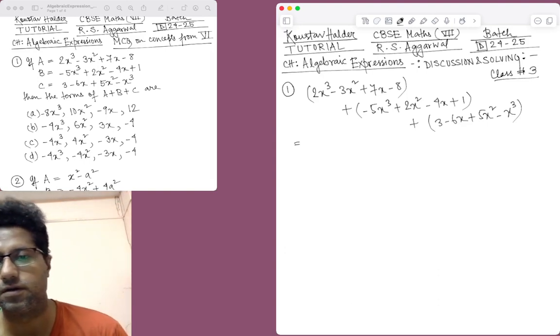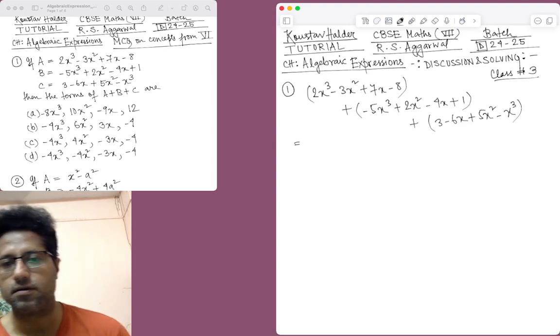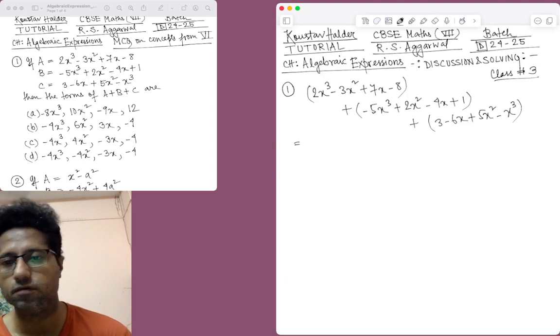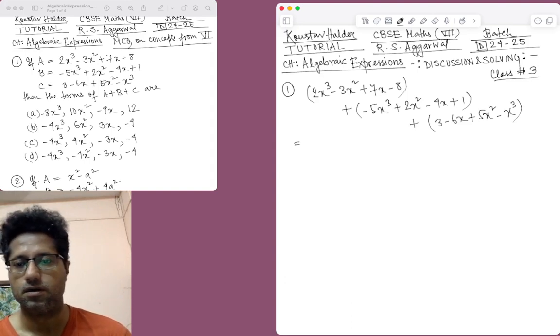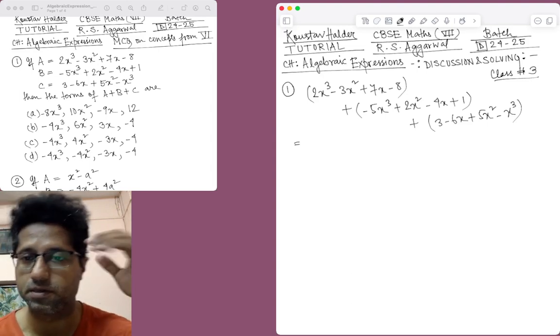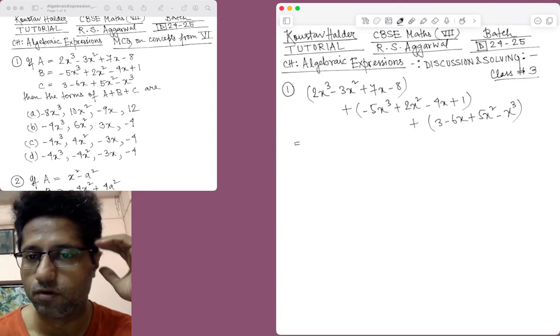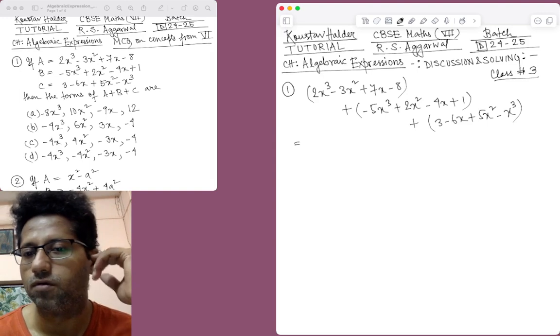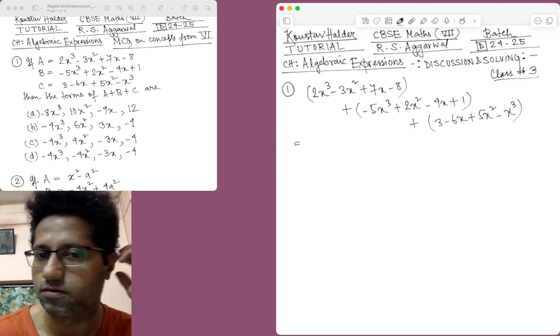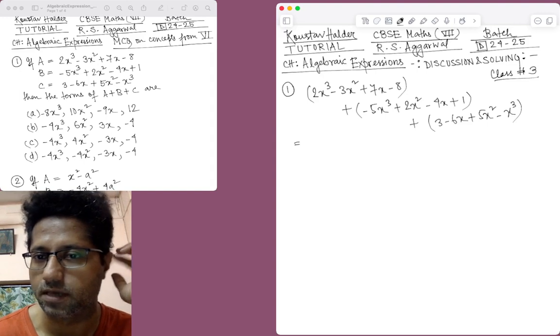I hope you know what the literal coefficient of a term is. The literal coefficient of a term is everything except the constant part. What is the constant part? The constant part is the numerical coefficient of the term. For example, in the term 2x cube in the first expression, its literal coefficient is x cube and its numerical coefficient is 2. The numerical coefficient of a term is also known as the coefficient. So its coefficient is 2 and literal coefficient is x cube.